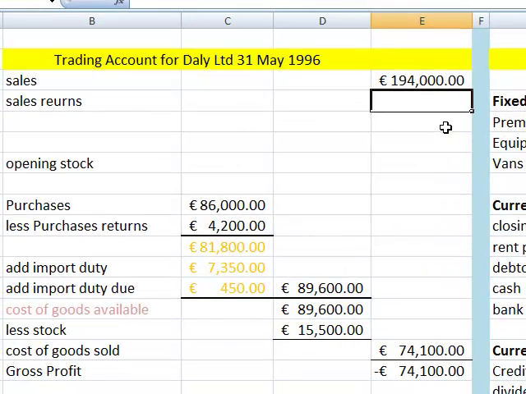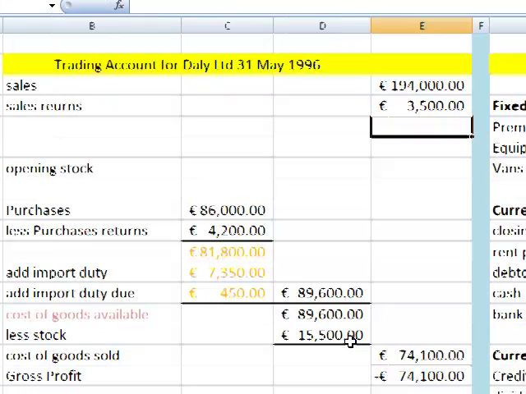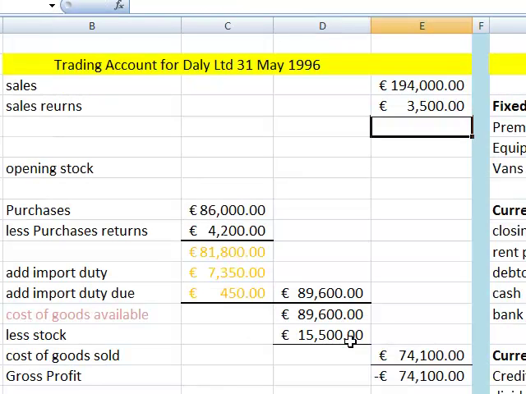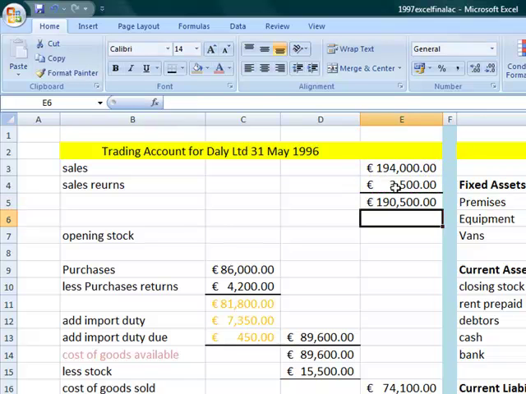Now I find my sales returns figure, so I press equals and I return to the question. Sales returns, and it's 3,500. I click on that and it puts it in there. I'm going to subtract those two numbers, 3,500 from 194,000. So I press equals, I click on the 194,000, I press minus on the keyboard, then I click on the 3,500, and you can see the numbers are being highlighted and it says equals E3 minus E4. Then I press enter or return.